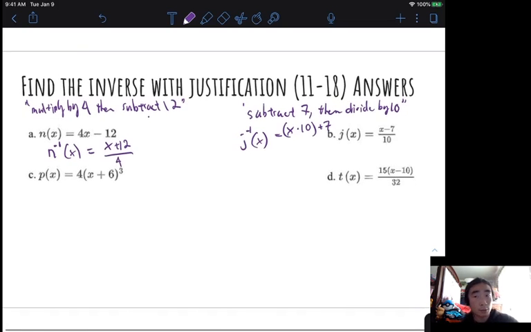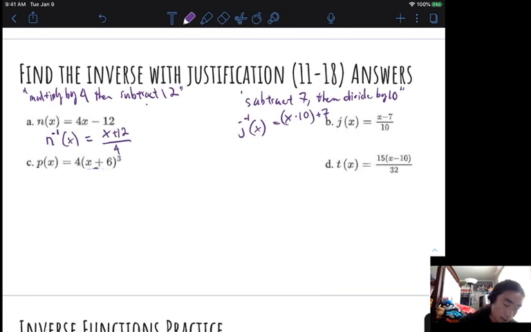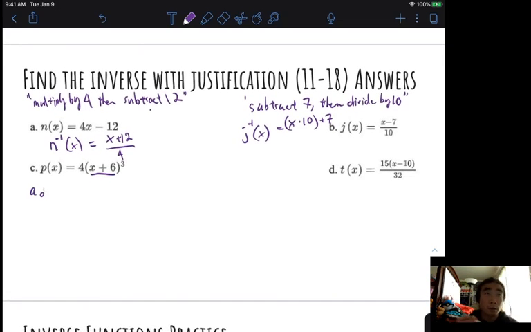Down here, notice there's more and more steps. It helps to write it out because we want to follow through with order of operations even when finding the inverse. So for this one, p of x, what do we do first? Do we multiply by 4, do we cube it, or do we add 6? That order really matters here. Order of operations says to follow the parentheses first. So our first step is add 6. Do we cube or then do we multiply? Order of operations says then cube it.